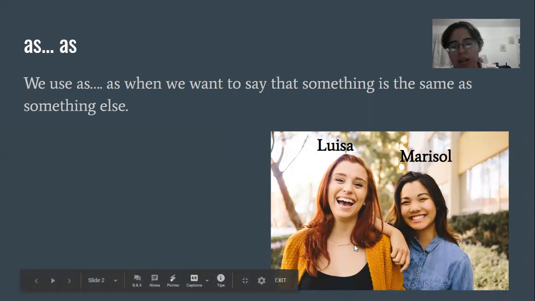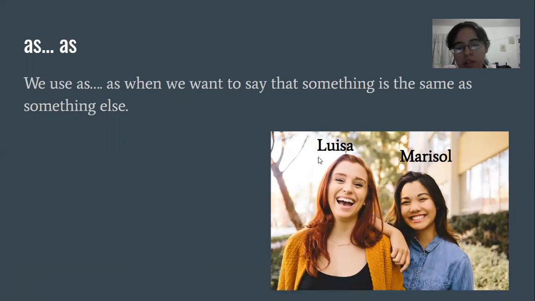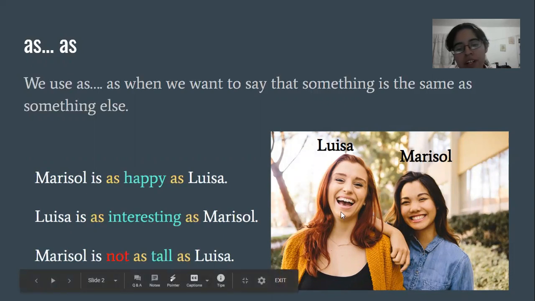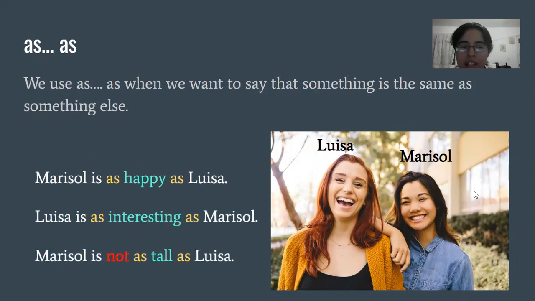For example, here we have two women. One of them is called Luisa and the other one is called Marisol. So we can see that they have some similarities. For example, Marisol is as happy as Luisa. They both look just as happy, very happy. Then Luisa is as interesting as Marisol. They both look interesting. But there's one significant eye-catching difference.